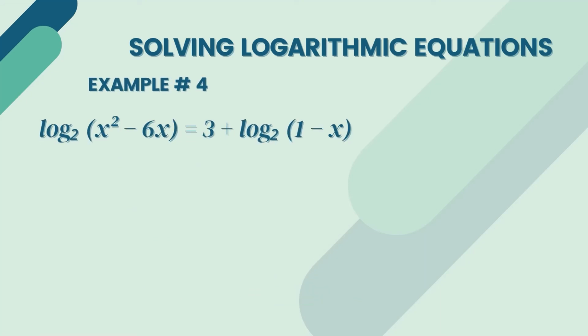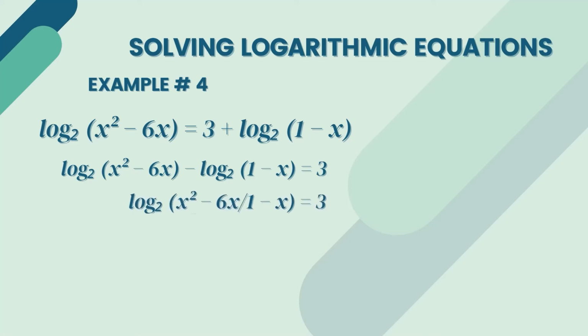Let's get the logarithms onto one side and combine it into a single logarithm. So log base 2 of x squared minus 6x minus log base 2 of 1 minus x equals 3 will become log base 2 of x squared minus 6x over 1 minus x equals 3. Now, let's convert it to exponential form. X squared minus 6x over 1 minus x equals 2 cubed, which can be simplified into 8 as 2 multiplied by itself 3 times is equal to 8.